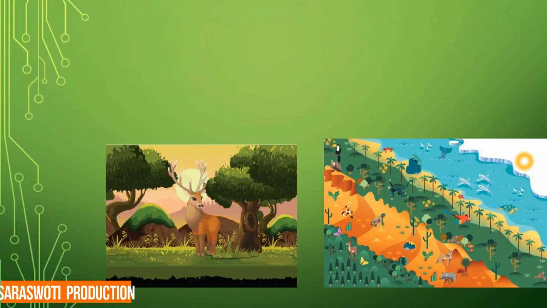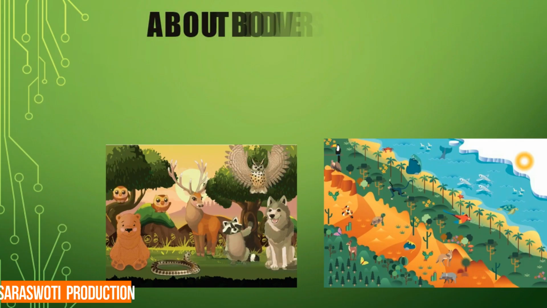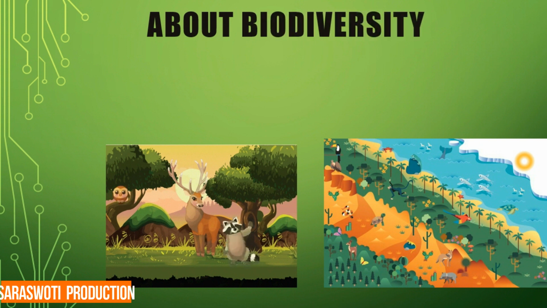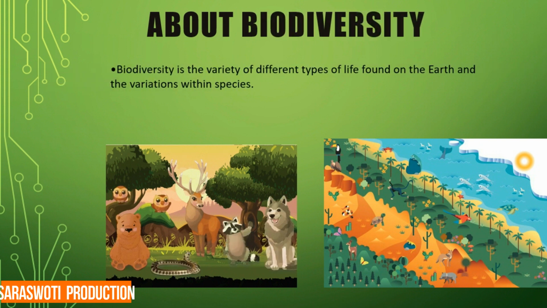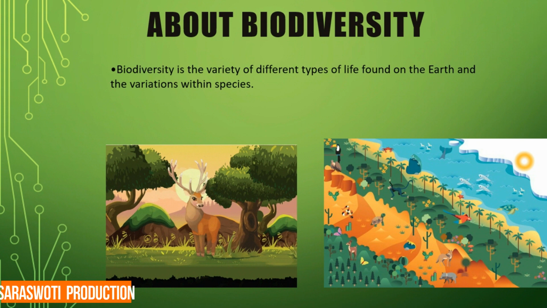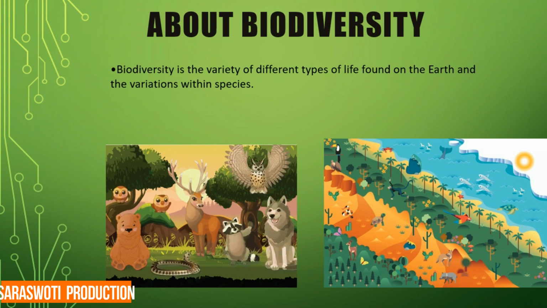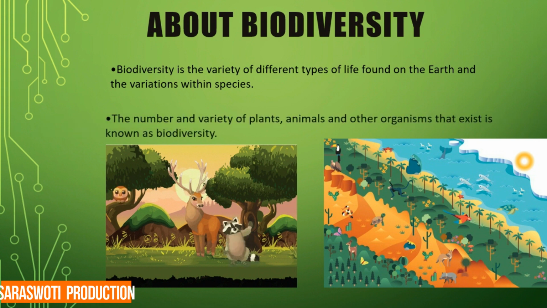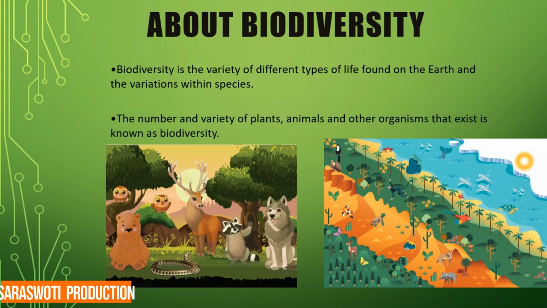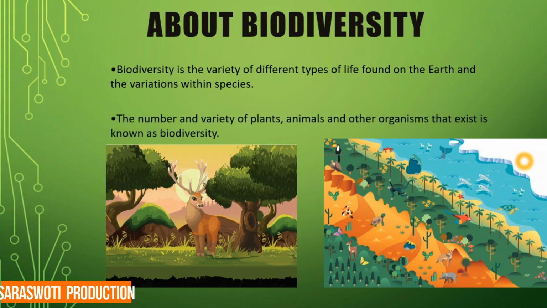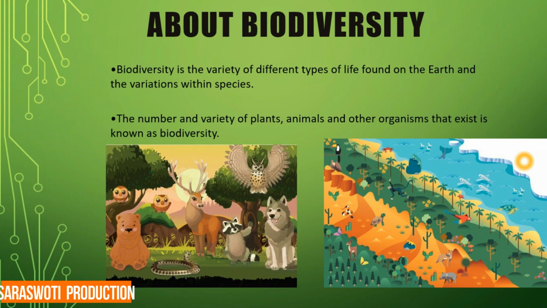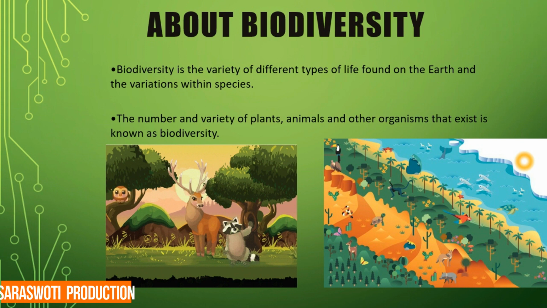Okay, let's have more proper detail about it. A proper definition for your school. Now it says biodiversity is the variety of different types of life found on the earth and the variation within species. The number and the variety of plants, animals and other organisms that exist is known as biodiversity. So this tells us that what we have talked about so far is right.